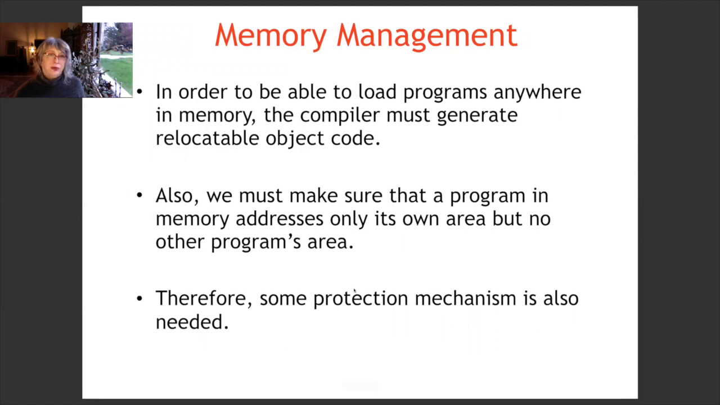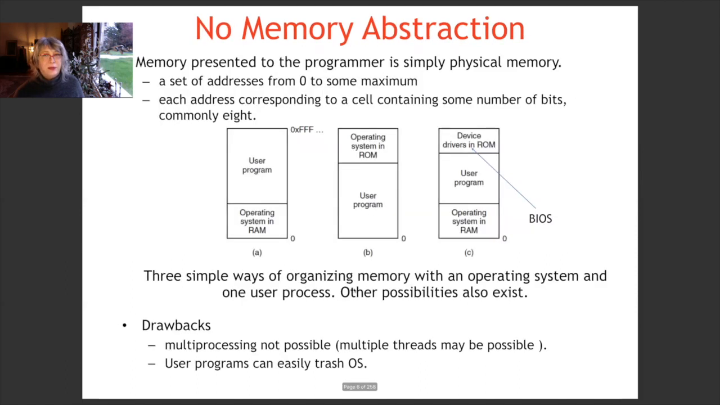In order to be able to load programs anywhere in memory, the compiler must generate relocatable object code. And also we must make sure that a program in memory addresses only its own area, but no other program's area. Therefore, some protection mechanism is also needed in memory management.